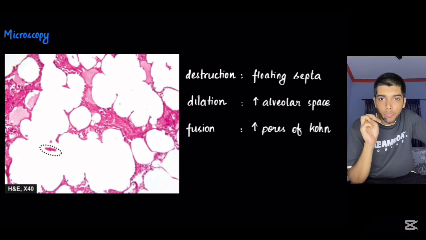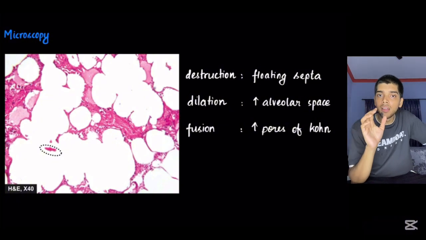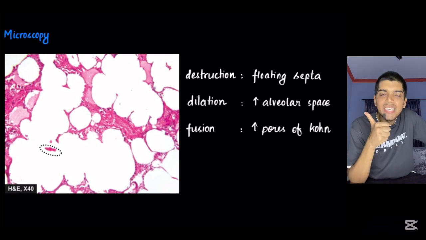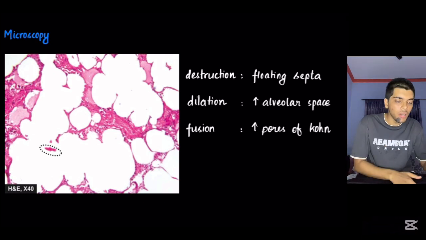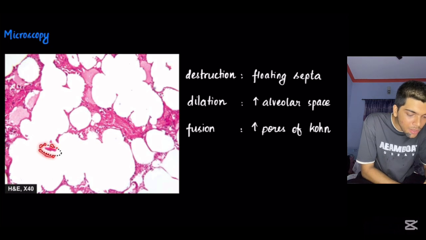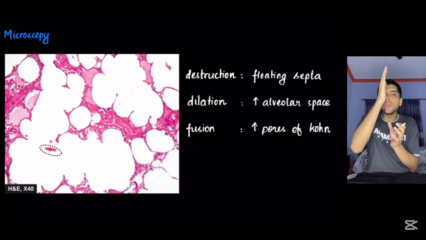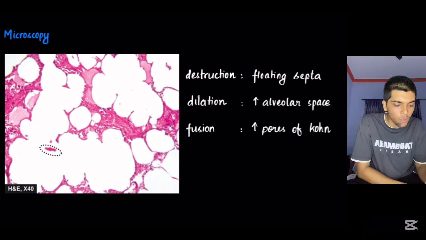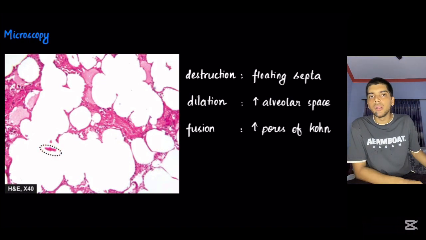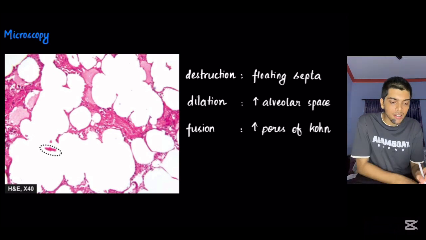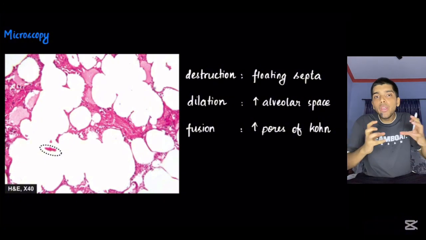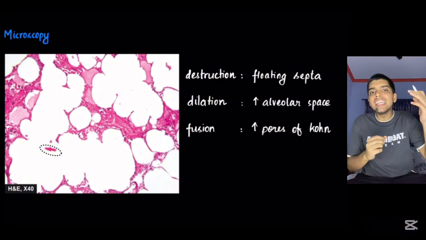These 3 words are important in microscopy. See, what did I say? Emphysema, there is damage to acini, which is associated with 3 things. Number 1, destruction. Due to destruction, you can see floating septa. So you have alveoli, in between alveoli there are septa, and these septa break down and then float. So floating septa due to destruction. Number 2, dilation. Due to dilation, the alveoli become larger in size. Number 3, fusion. Due to fusion, there is increased pores of Kohn.